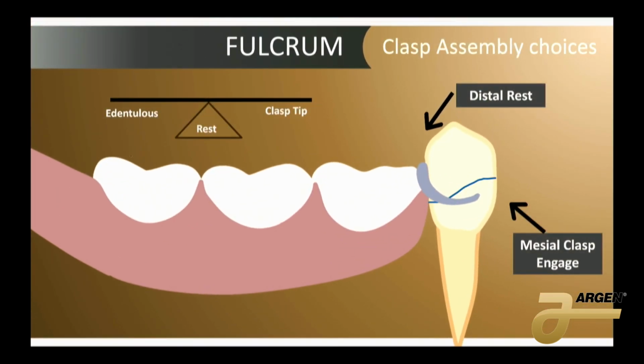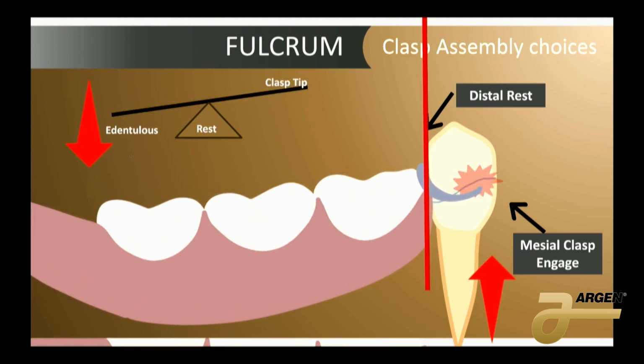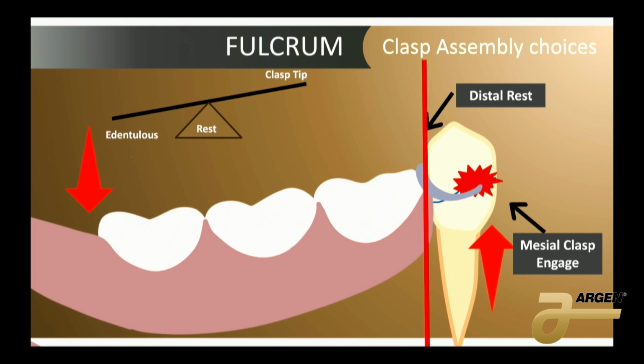So, if we have a rest that's on the distal of a tooth. If you can see here where the triangle is, the rest is in the middle, the edentulous space is on the back, and the clasp tip is on the front. What's going to happen when we apply forces to this? So the rest, that red line, has become our fulcrum point. What happens at the fulcrum point is the clasp tip is going to go up. The edentulous space could go up or down. It's going the opposite, right? And what happens when we do that, we are now applying pressure onto that tooth.